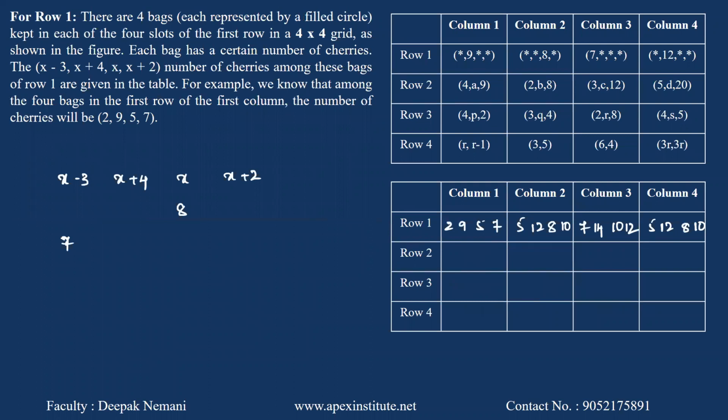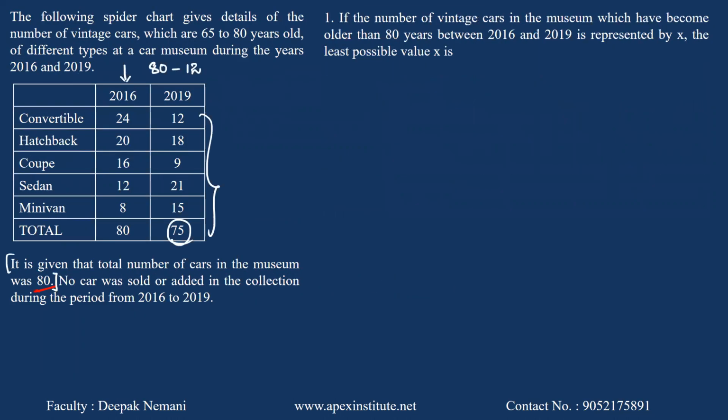Now coming to the first question. If I eliminate this statement, if it is given that the total number of cars in the museum was 80, and no car was sold or added to the collection during the period from 2016 to 2019, and the number of vintage cars in the museum which have become older than 80 years between 2016 and 2019 is represented by X, what is the least possible value of X?